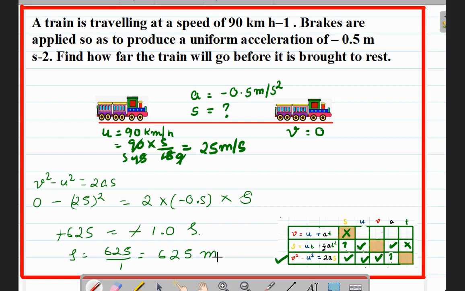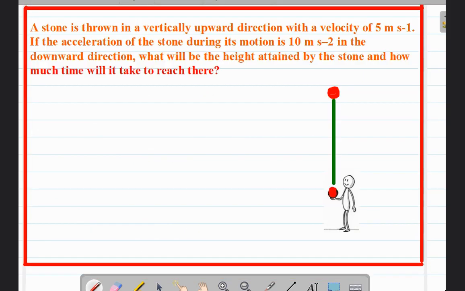I hope you all understand how we do this. You have all understood how we have done this question. So now let's move to our next question. Our next problem is related to height or stone problem. Again, it's a very famous problem.